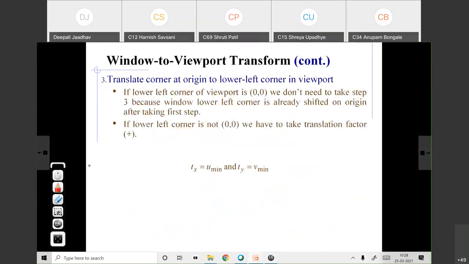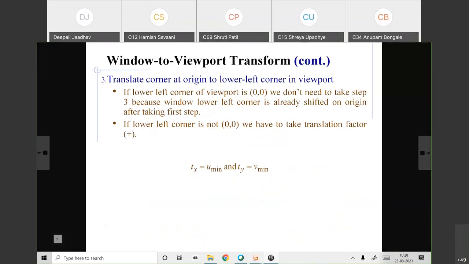Next, third step, again we need to translate it to the origin. If the lower left corner of the viewport is already at 0, 0, we don't need to take step number 3, because the lower left corner is already at 0, 0. So already it is shifted to the origin, not necessary to take the third step.